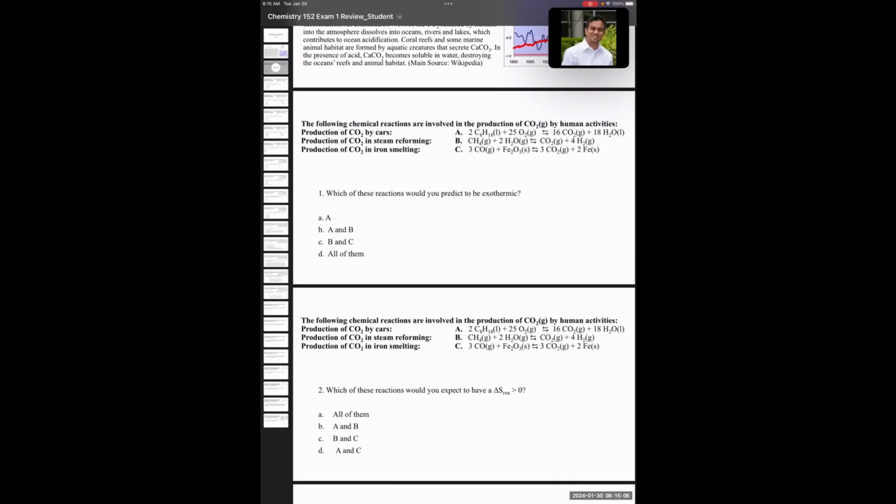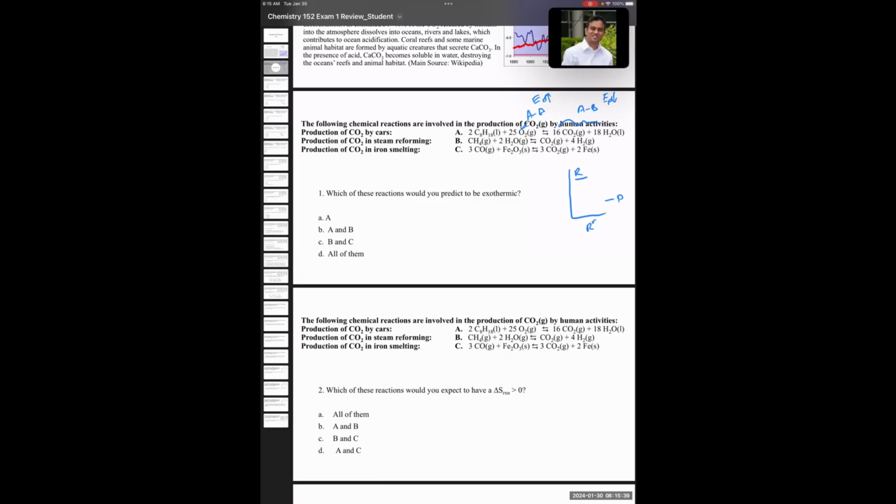In reaction A, you're going from some AA bonds to all AB bonds. Meaning you're going from weaker bonds, which have a higher potential energy, to stronger bonds, which have a lower potential energy. So when you go from reactants to products, the energy has to be released because you're going from high energy to low energy. Exothermic means you are going from higher energy reactants to lower energy products.